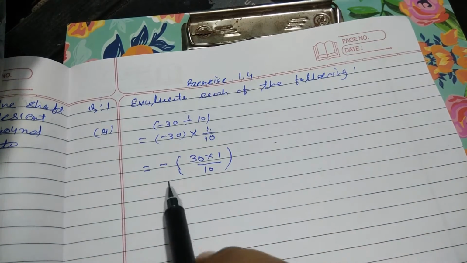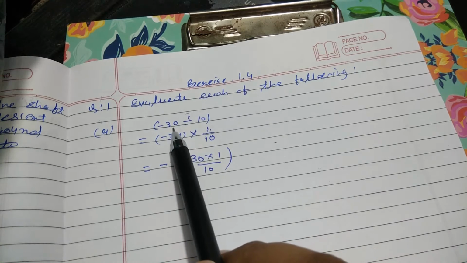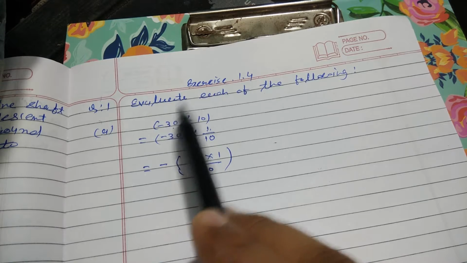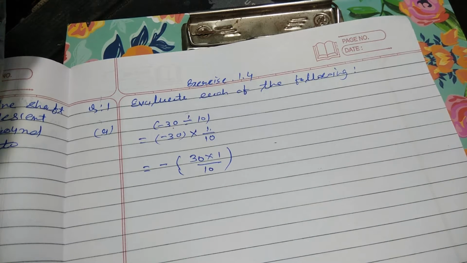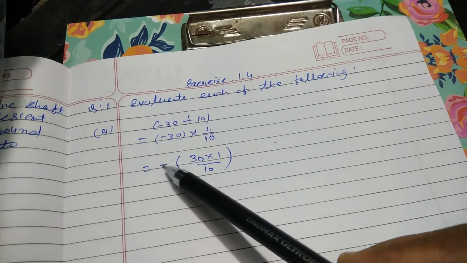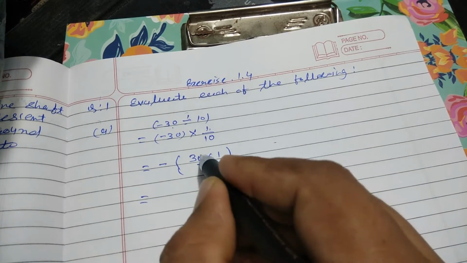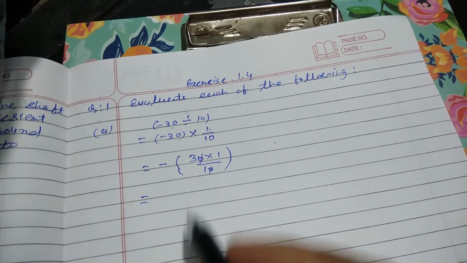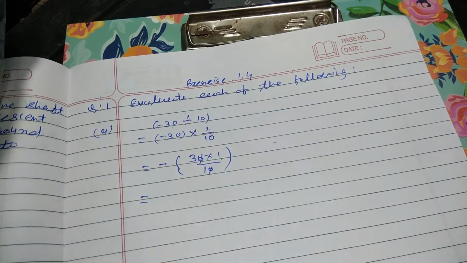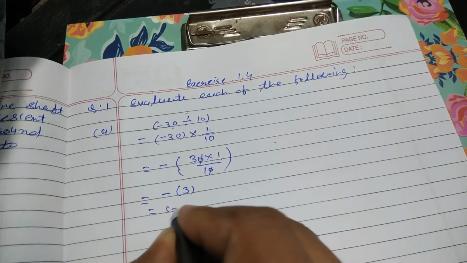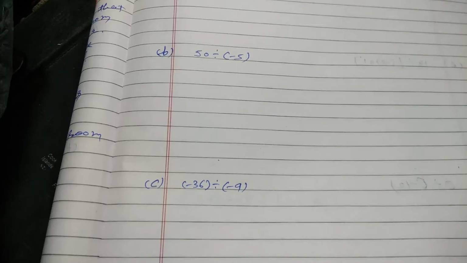Why have we taken the minus sign out? We have already learned in the introduction of exercise 1.4 that if, out of dividend and divisor, anyone has a negative sign, that is a negative integer, then the answer will be negative. That's why the negative sign we have taken out. So that is equal to, now here 30 divided by 10, so this 0 and 0 cancel. So it will be 3 ones are 3 divided by 1, which is equal to 3. So minus in the bracket 3, that is equal to, the answer is minus 3.